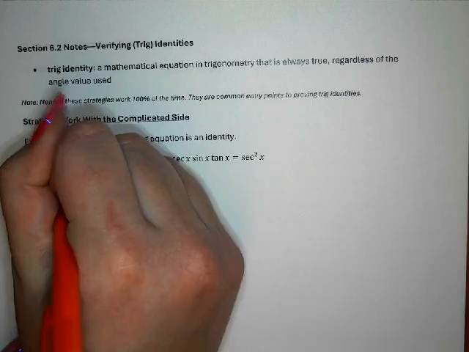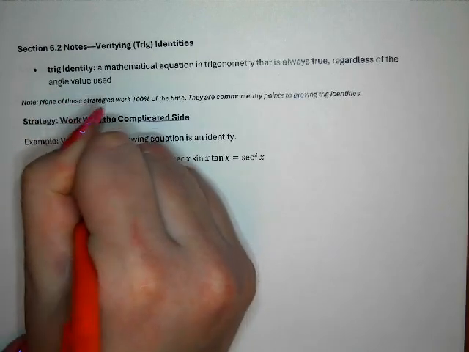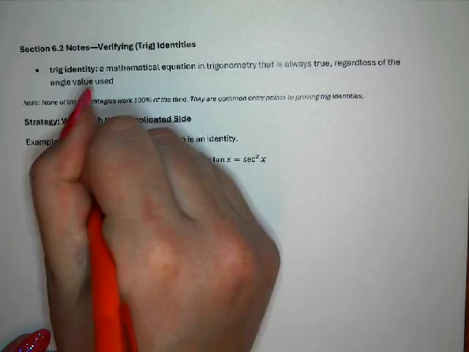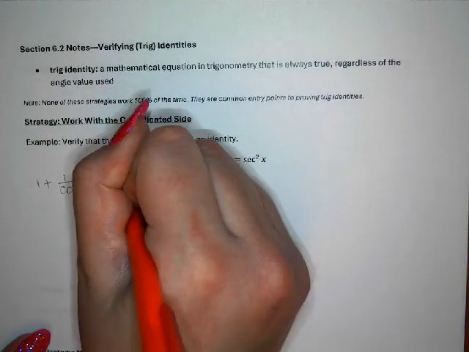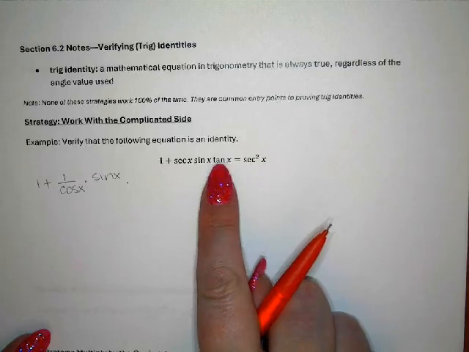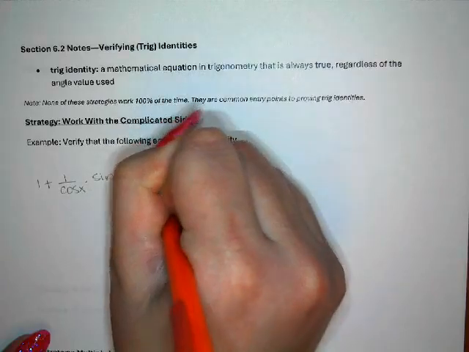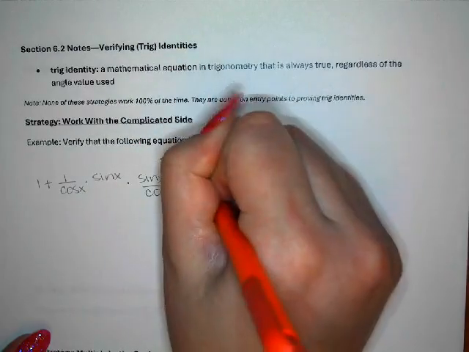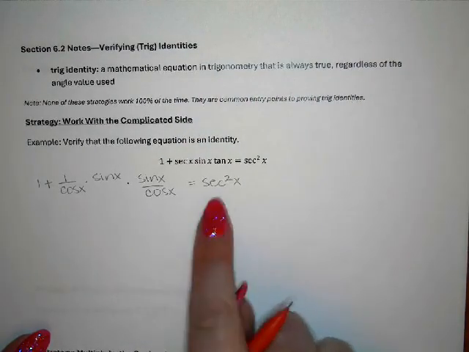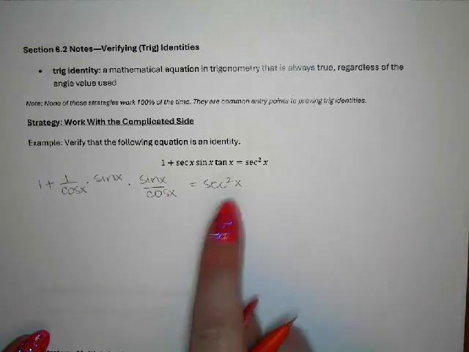I'm going to start off by looking here at the secant and the sine and the tangent, and I'm going to use one of my other strategies as well, which is to put things in terms of sine and cosine. So I'm going to write 1 plus, and instead of secant, I'm going to write 1 over cos. Then I'm going to keep the sine, and I'm going to rewrite tan as sine over cos. And this is equal to secant squared. I'm not going to adjust anything about the secant squared side. This is what I'm proving. I'm proving that all of this is equivalent to secant squared.